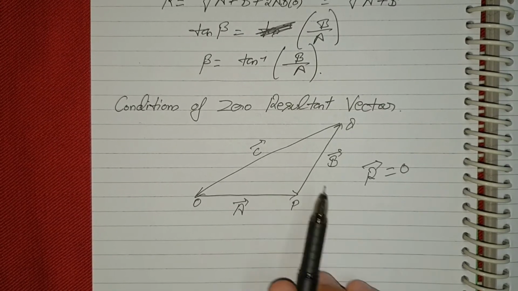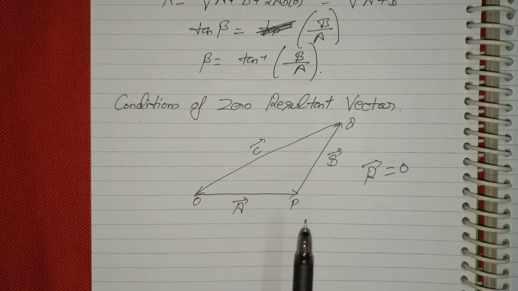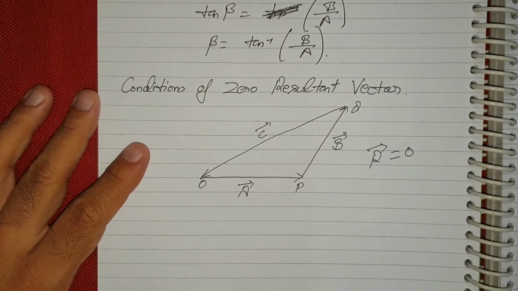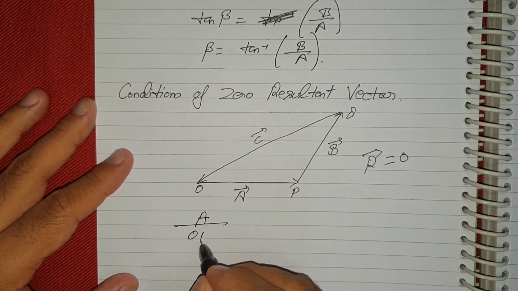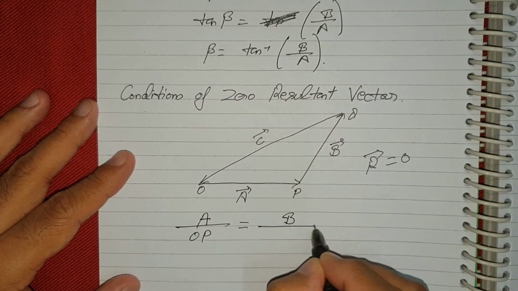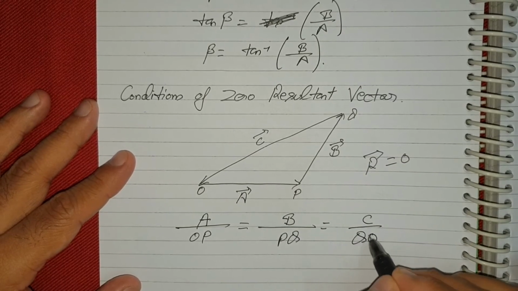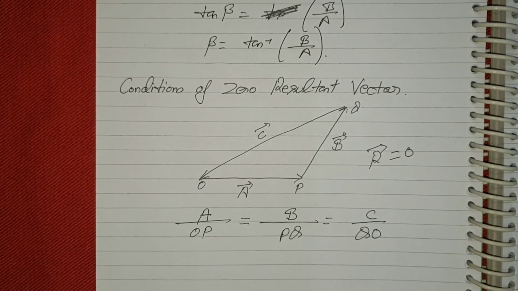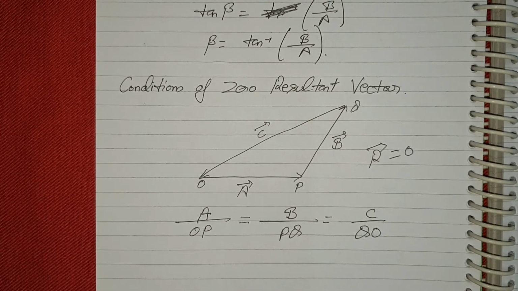Now considering the three vectors A, B and C acting on an object at the same time, they are represented by the sides OP, PQ and QO of a triangle. Now this you should know, this is a condition which we can write: A by OP is equal to B by PQ, which is equal to C by QO. Similarly, if a number of vectors acting on an object at the same time are represented in magnitude and direction by various sides of a closed polygon taken in the same order, the resultant vector is 0.